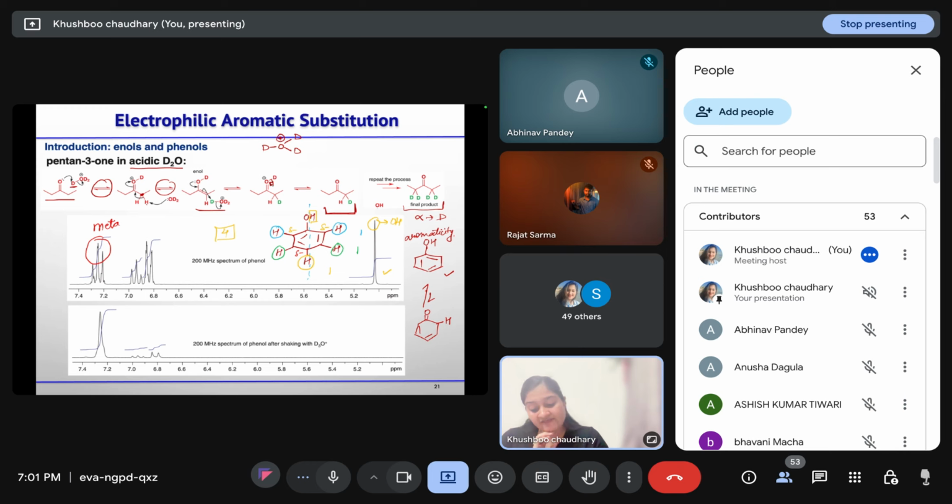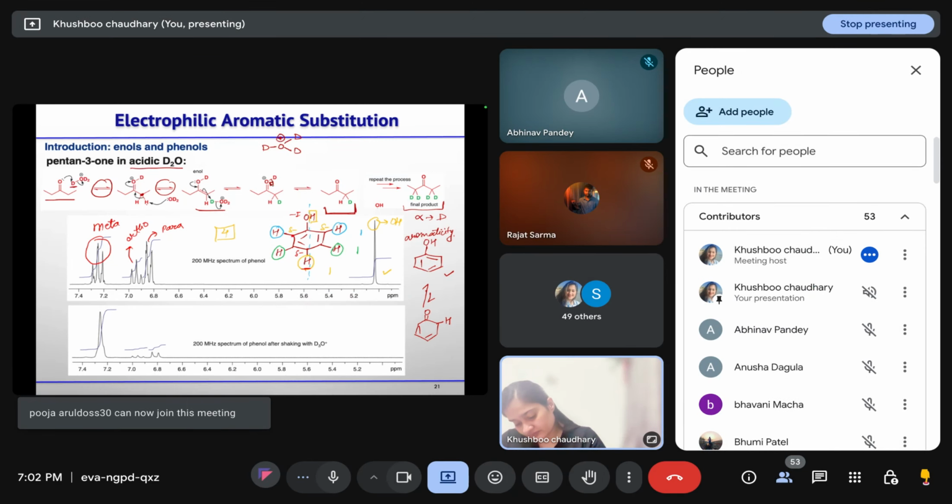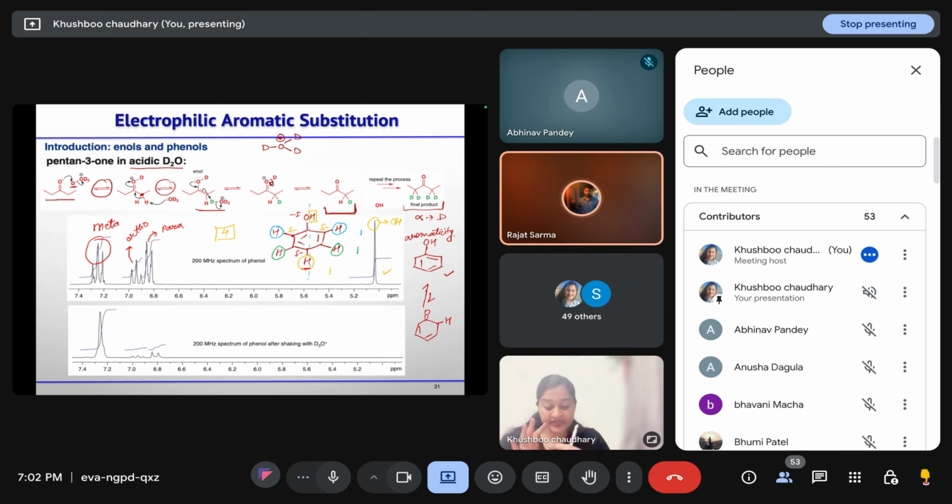Then if we consider the minus I effect of OH, the ortho protons are near the minus I group, so they are deshielded compared to the para protons. So this signal is for para, and this one is for ortho. Clear? Can you just explain the signal once again? I didn't get it.